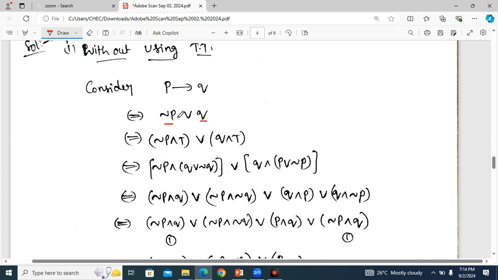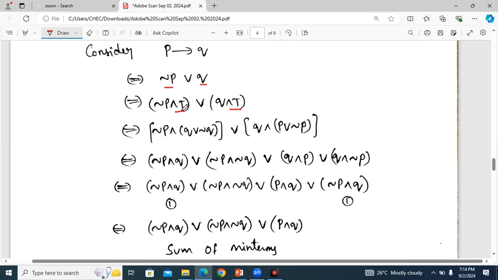We replace, in place of negation P, and T, Q and T. So here Q variable is missing and here P variable missing. So in place of T, we replace Q or negation Q. Okay, negation P and Q or negation Q, or Q and P or negation P and R.